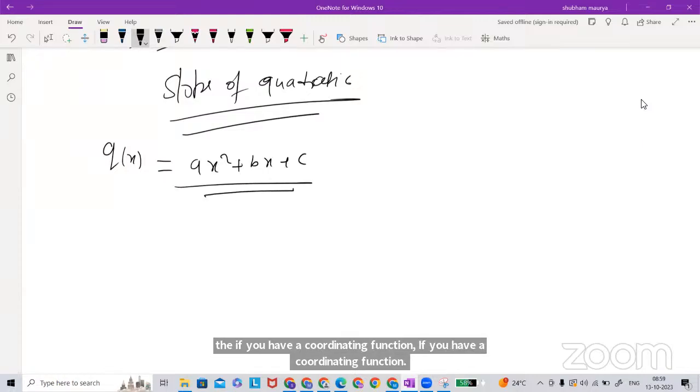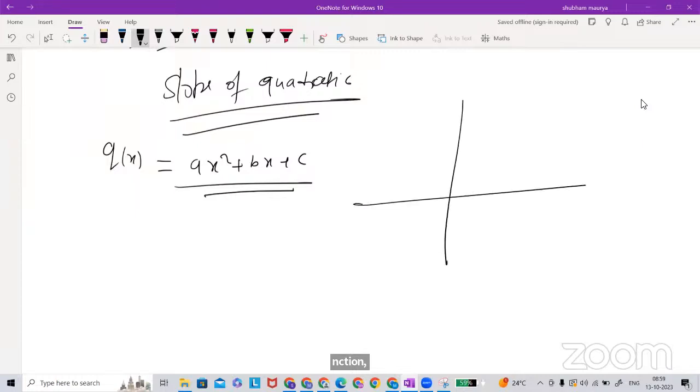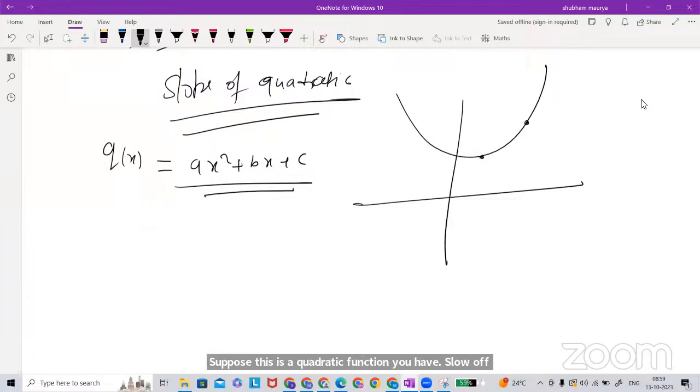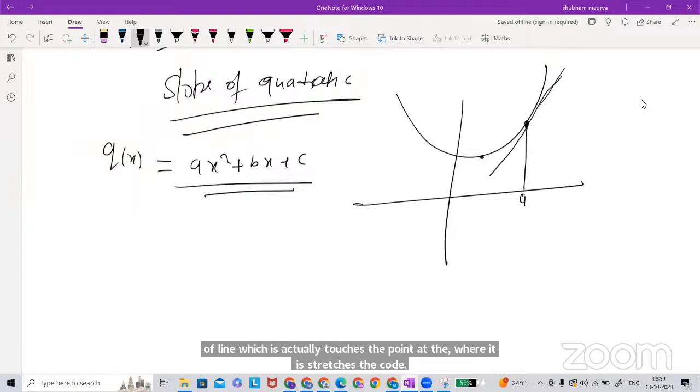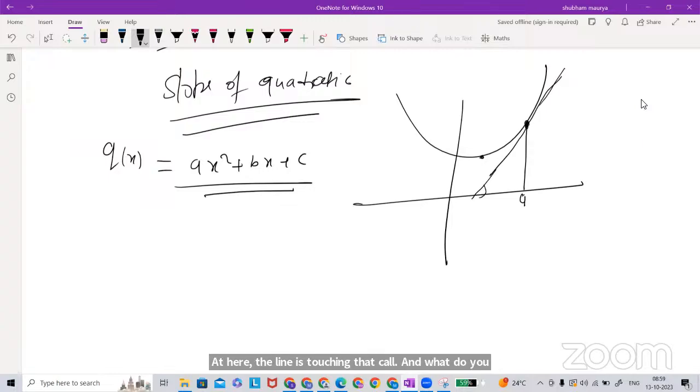Suppose this is the quadratic function you have, and suppose here you want to calculate the slope. Suppose this point is a. The slope of a quadratic is the slope of a line which touches the curve at this point. What is the slope of that line? That is going to be the slope of the quadratic.